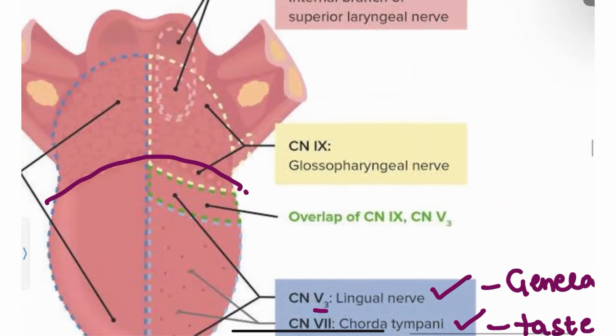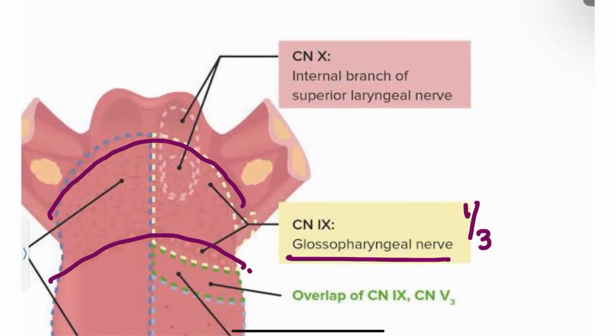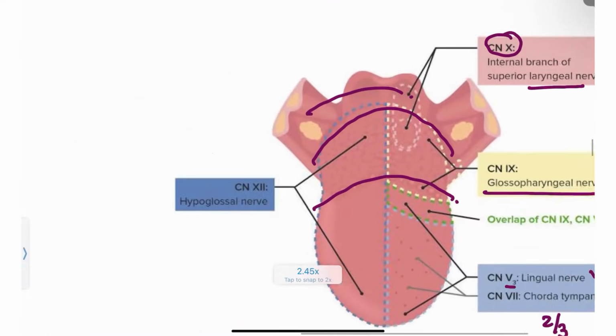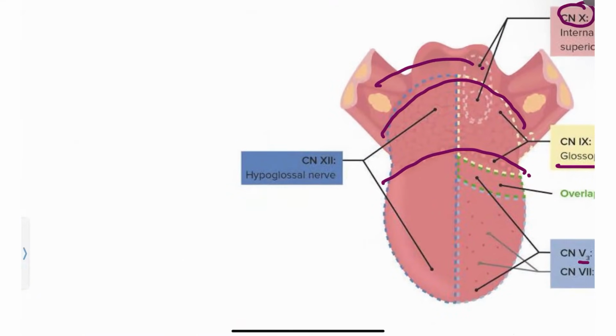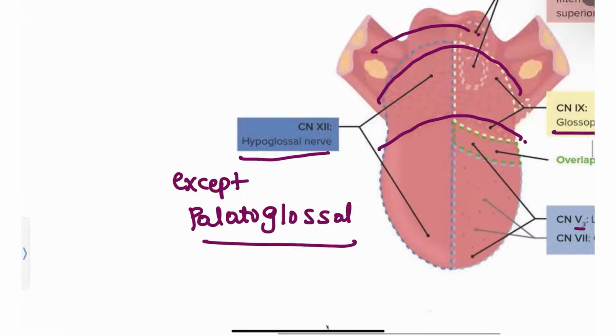Next, this is the posterior one-third, which is supplied by the glossopharyngeal nerve. And the base, which is supplied by your vagus nerve, the internal branch of the superior laryngeal nerve. This is going to be the supply for the base of the tongue. And what about the muscles? All the muscles are supplied by the hypoglossal nerve, except the palatoglossus. This is the nerve that is present here, for the palatoglossus.